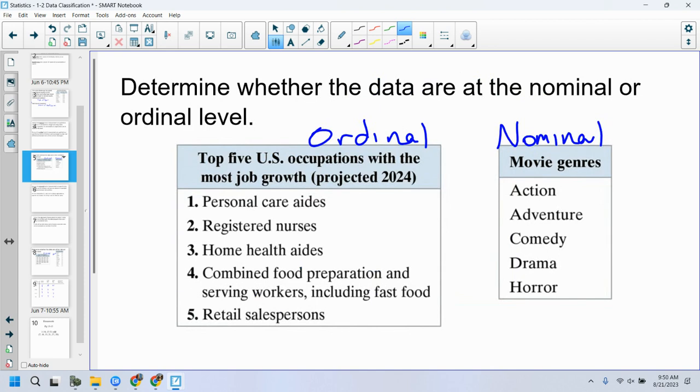Be careful with that. The actual entry is retail salespersons. Does it make sense to take retail salespersons minus personal care aides? No, that doesn't make sense. I can't subtract those two quantities. You may be thinking about ranking. I get what you're doing there, but in terms of the actual pieces of data, the piece of data is the retail salesperson, the personal care aide, the registered nurses. I rank them. I put them in order, right?